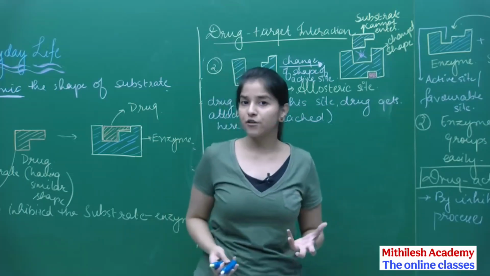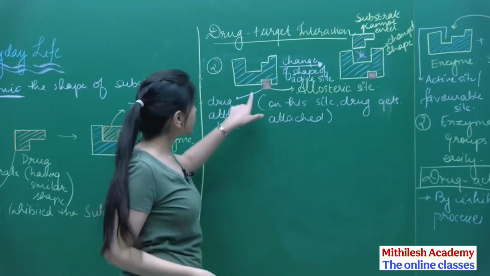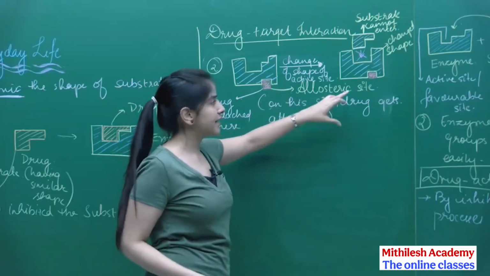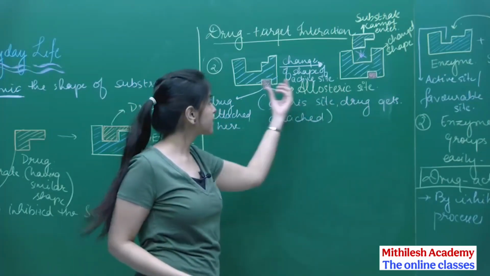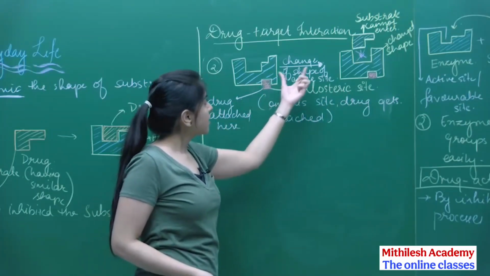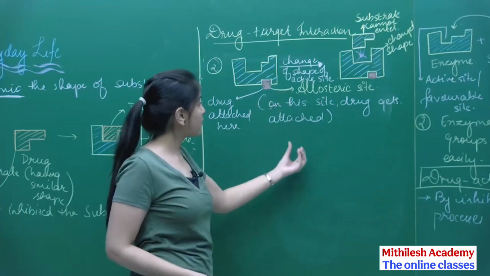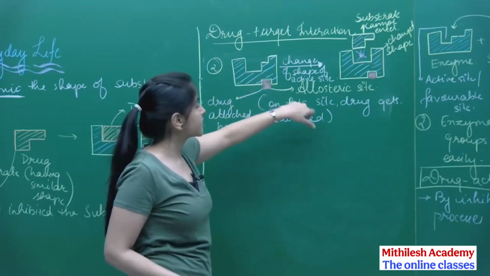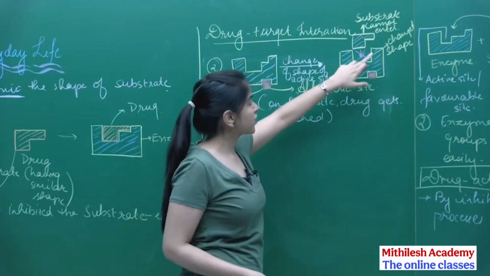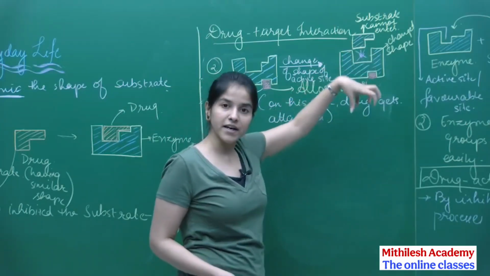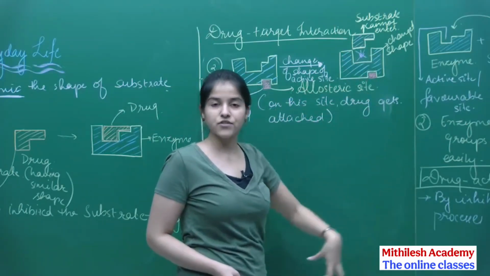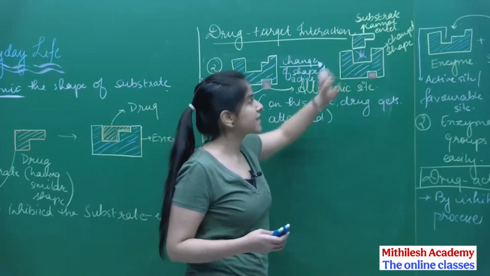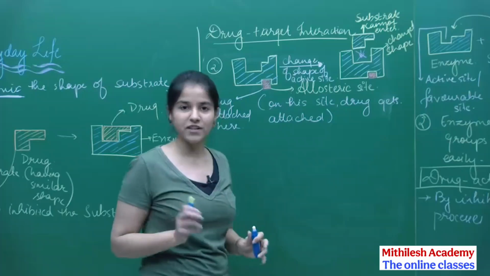This is another kind of action of a drug. First, the drug attaches itself onto an allosteric site. So it got attached, and due to this attachment, what happens? There is a change of the shape of the main active site. So the shape changes, and now the substrate cannot enter into that active site, inhibiting the interaction between the enzyme and the substrate. So I hope that is very well clear to you.